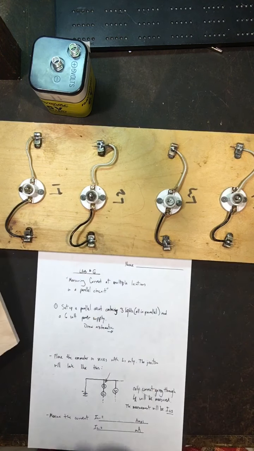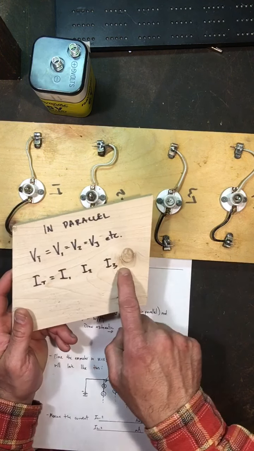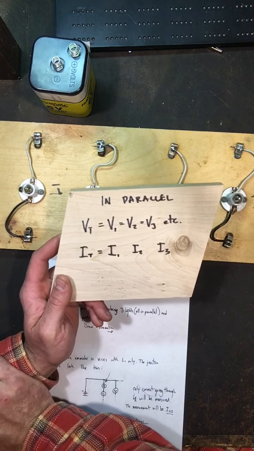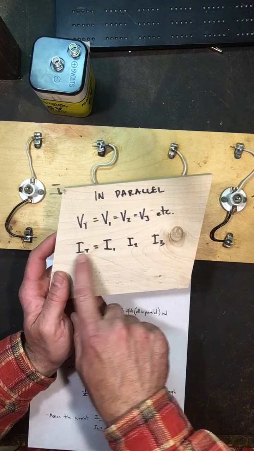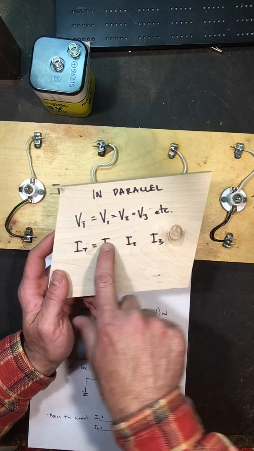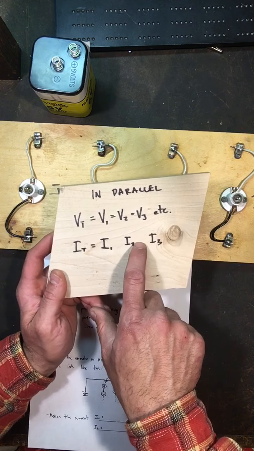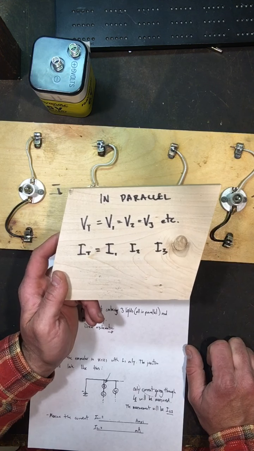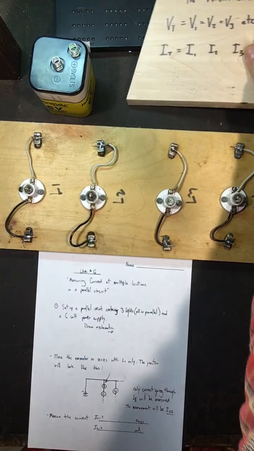So now I want to do a lab where we're going to talk about what current does in parallel. And so what you're going to be turning in to me next week is this statement right here, with what should be in between I1 and I2, and I2 and I3, and then afterwards, etc. Okay? So that's what we're trying to get out of this next lab that we're doing here.